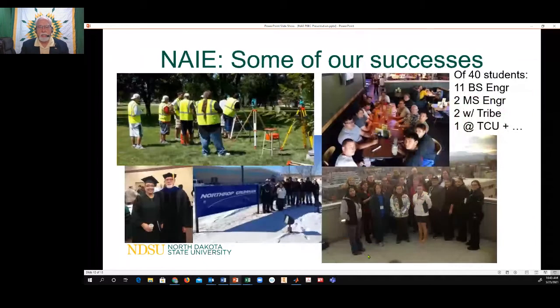Some of our successes: we've had about 40 students touched by this. That's produced 11 bachelors of science in engineering. Of those, 2 went on to master's degrees. 2 of those that have graduated are working with the tribes. We've got 1 actually teaching at a TCU and making an influence in their communities.